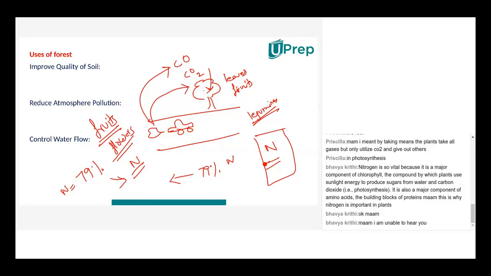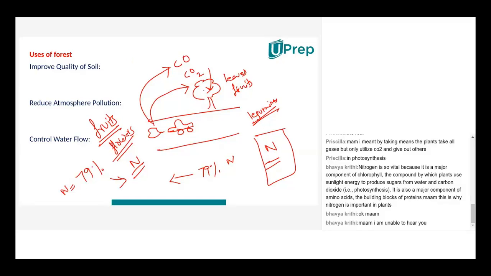Ma'am, our biology teacher in school said that the plant will only take carbon dioxide, because the plant has a lot of nitrogen but not carbon dioxide. So it will take that. Correct. Of course, it will take. That is where diffusion comes into play.